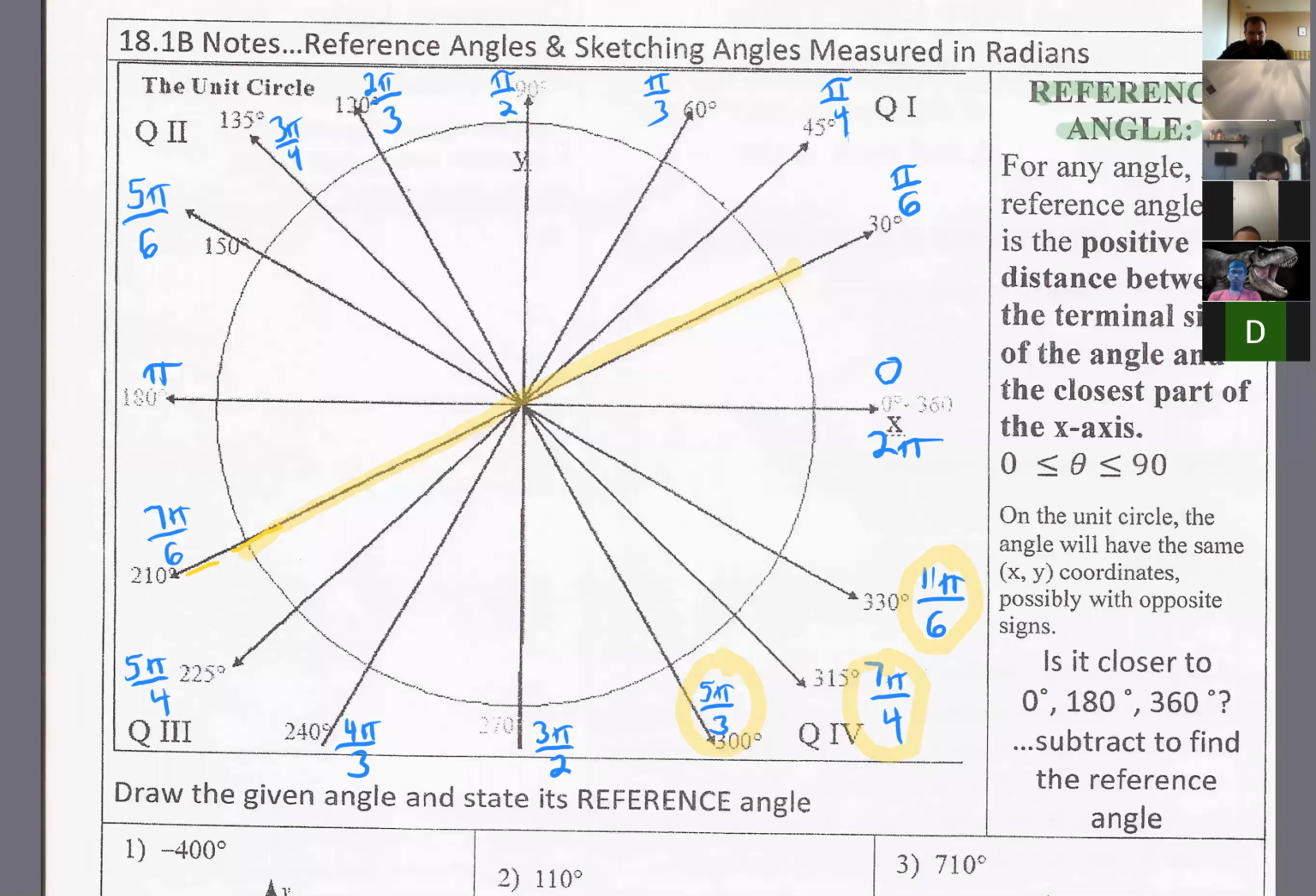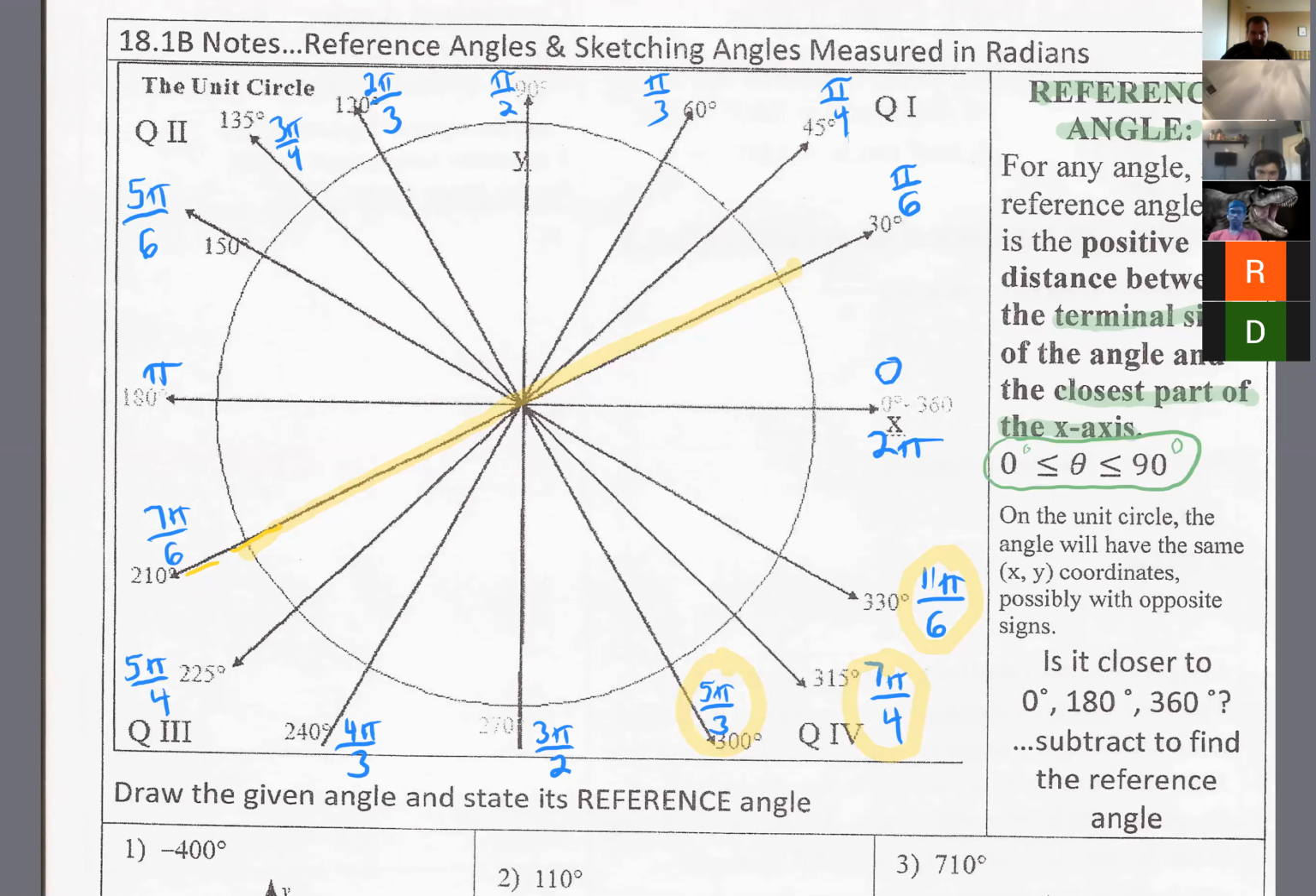I'm hoping it comes up soon. I guess if it doesn't, if you read where it says reference angle, I just highlighted where it said terminal side and closest part. Oh, there it comes. Okay, closest part of the x-axis. There's really a delay there.